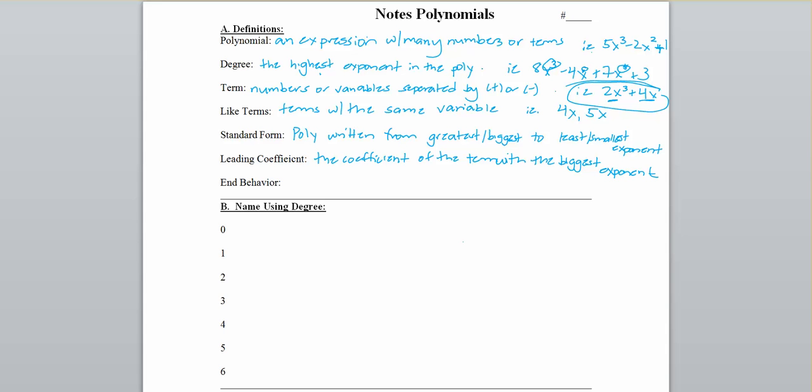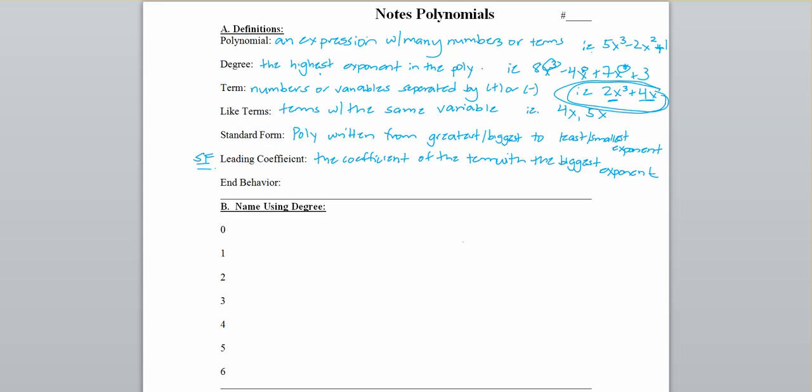So let's look at the one I circled again. The biggest exponent is 3. So the leading coefficient is going to be 2, because 2 is the number in front of the variable. And once you put it in standard form, the leading coefficient is always going to be the number that's out front, because it's going to be the number in front of the highest degree variable.